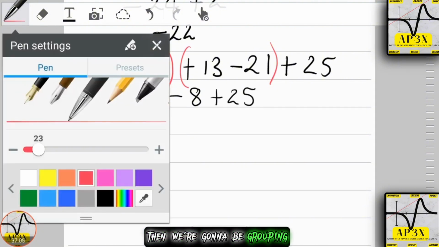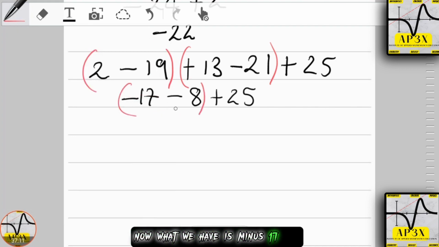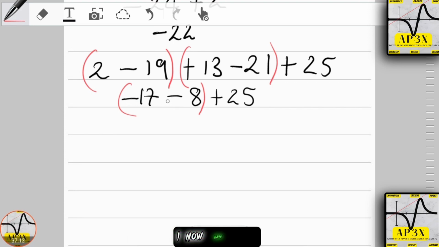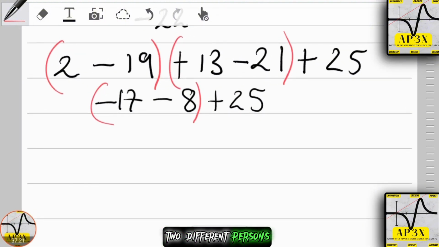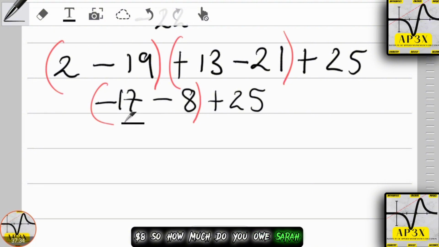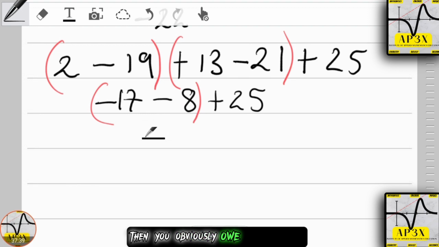Then we're going to be grouping again from the left side here. So now what we have is minus 17 minus 8. I now have owing. So basically you can visualize this as you owing 2 different persons. Say you owe Sarah $17, and here you owed, say, Mark $8. So how much do you owe Sarah and Mark together? Then you obviously owe them both 25.